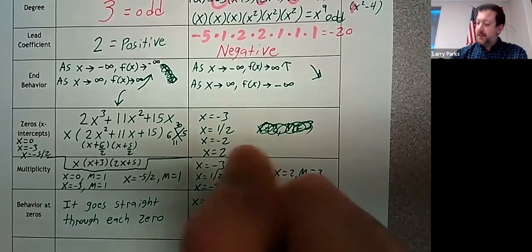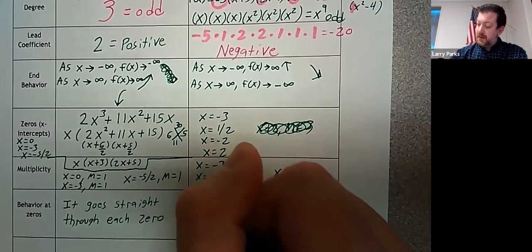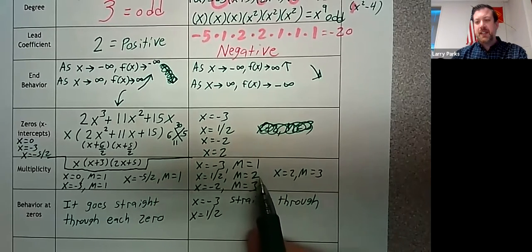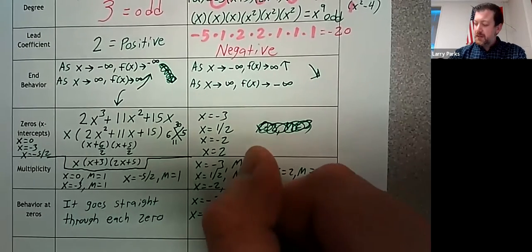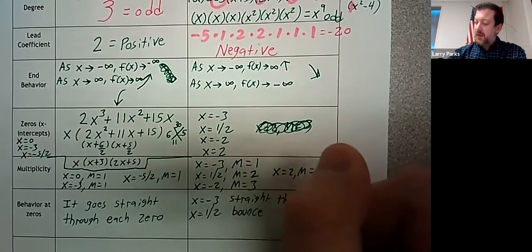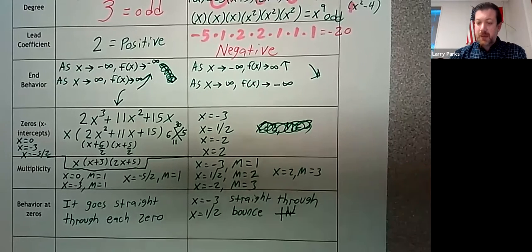For 1/2, because it's 2, remember anytime it's even, it does a bounce. What I mean is at 2, that's what I mean by bounce. It could be upside down.